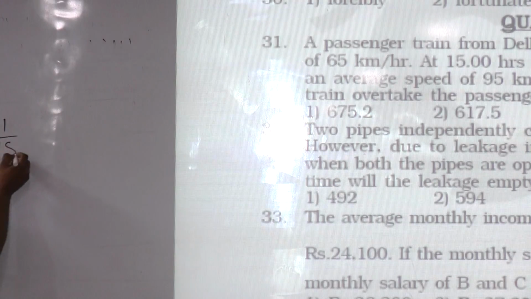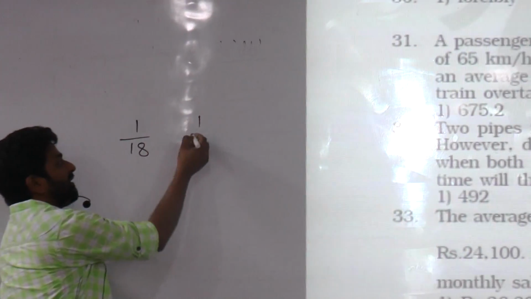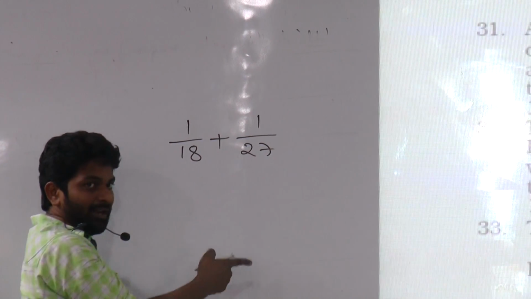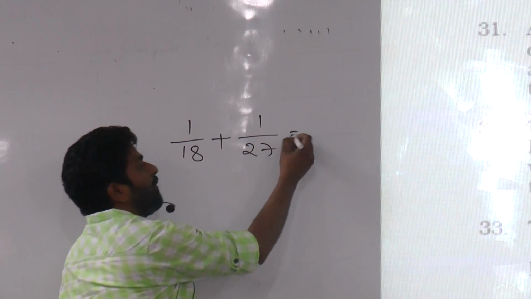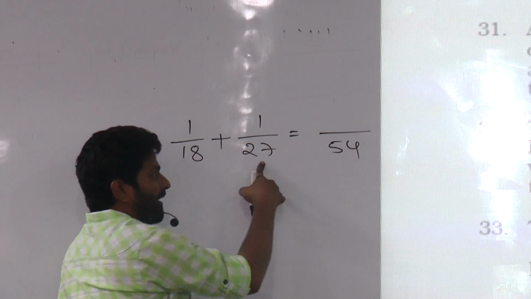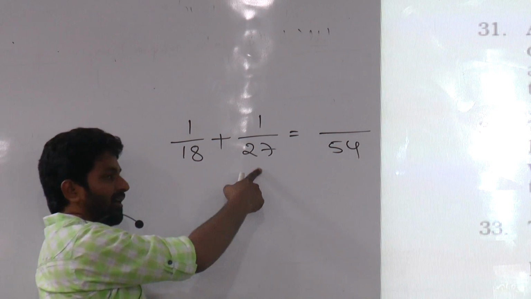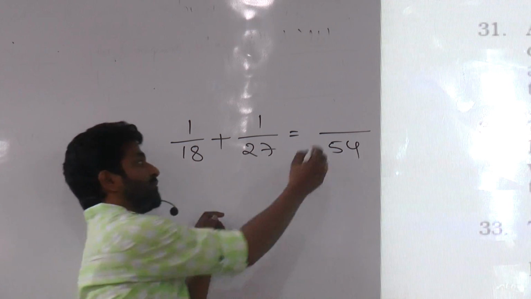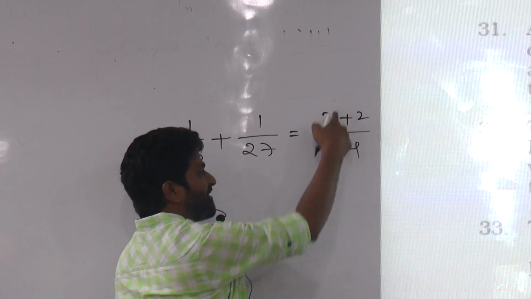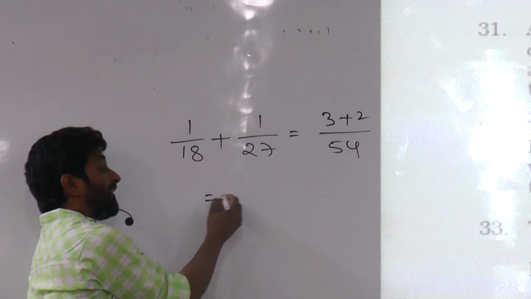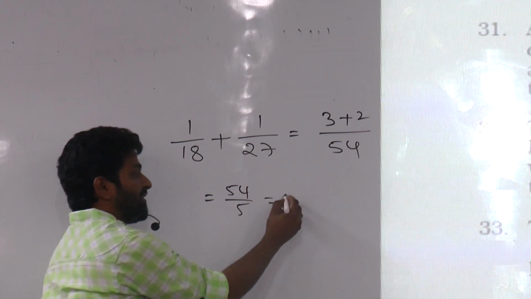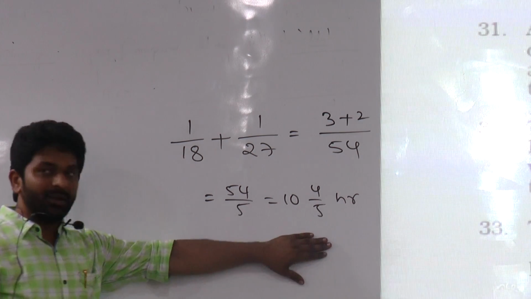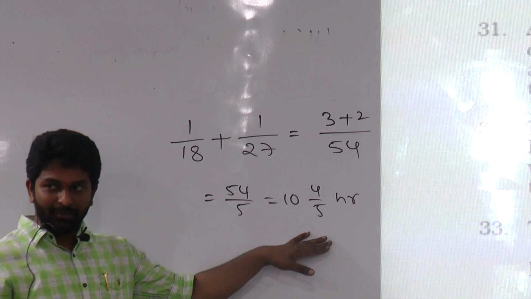So 1 hour work is 1 by 18 and the other one is 1 by 27. Let's add everything because both are inlet pipes. Now the LCM is 54; the largest number is 27, and 18 is not divisible. The next multiple of 27 is 54, and 18 goes 3 times. So 3 times and then 2 times, which is 5 by 54. So the time to fill the tank is 54 by 5, which is 10 and 4 by 5 hours. This is the usual time taken by two inlet pipes to fill an empty tank.